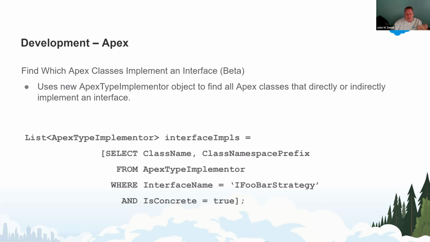There's a new object called the ApexTypeImplementor, and it's basically just an SObject that's available in the org. And really all you've got to do is just run a query. So I've given the basic SOQL query here to run against ApexTypeImplementor, and you specify the interface name that you're interested in, and then IsConcrete is basically computer speak for give me the classes that actually implement that interface. And that list of ApexTypeImplementors will have, among other things, the class name and maybe the namespace prefix if you needed it. And you could then use the System.Type class to instantiate these classes on the fly from these class names.